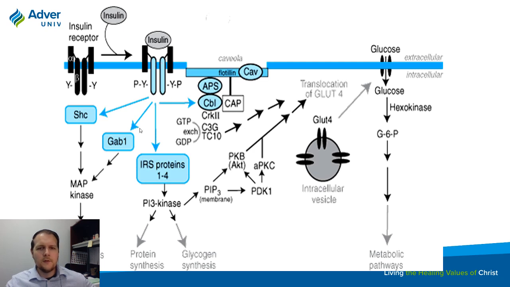There's going to be a lot of downstream processes that happen here, but ultimately what we care about is right here with this intracellular vesicle filled with these GLUT4 transporters. These are glucose transporters. When insulin binds, it'll stimulate GLUT4 transporters to be translocated onto the cell surface, and that will then allow glucose to come in.